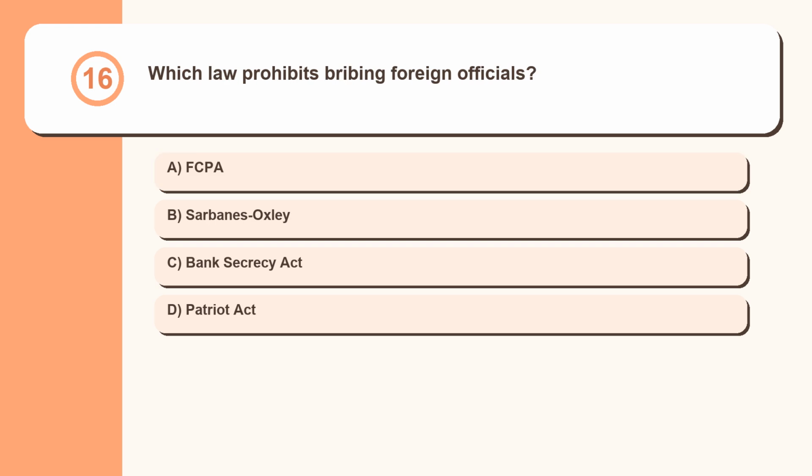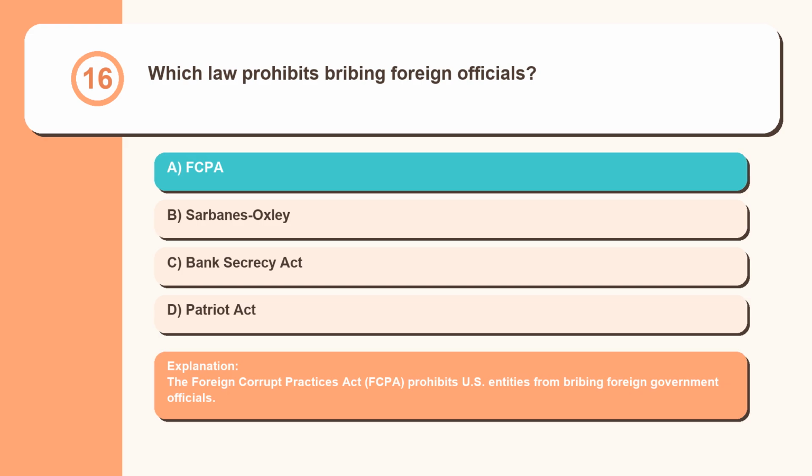Question 16. Which law prohibits bribing foreign officials? FCPA, Sarbanes-Oxley, Bank Secrecy Act, Patriot Act. The Foreign Corrupt Practices Act, FCPA, prohibits U.S. entities from bribing foreign government officials.